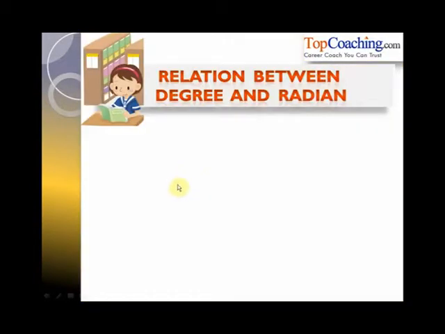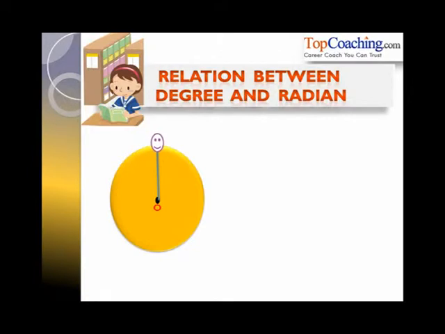Now let us see the relation between degree and radian. Earlier we have seen the relation between degree and grade. Now we have to see the relation between degree and radian. Let's consider a circle with the center O. Consider a particle located at this point on the circumference. Now if this particle moves along the circumference and again reaches the same point.